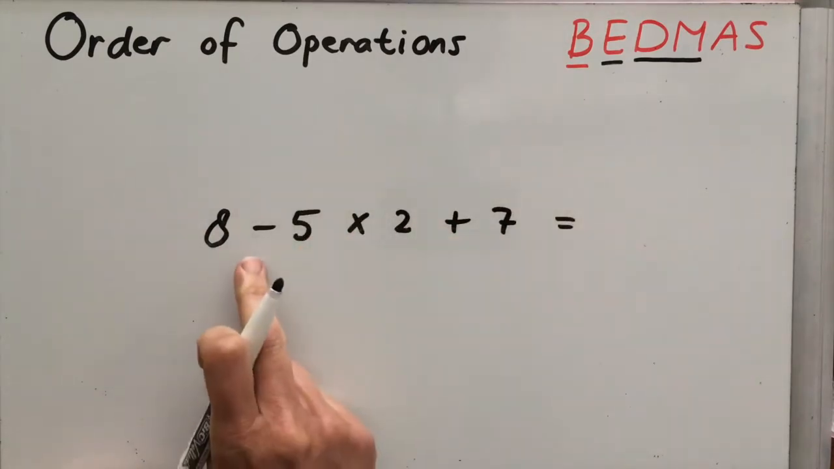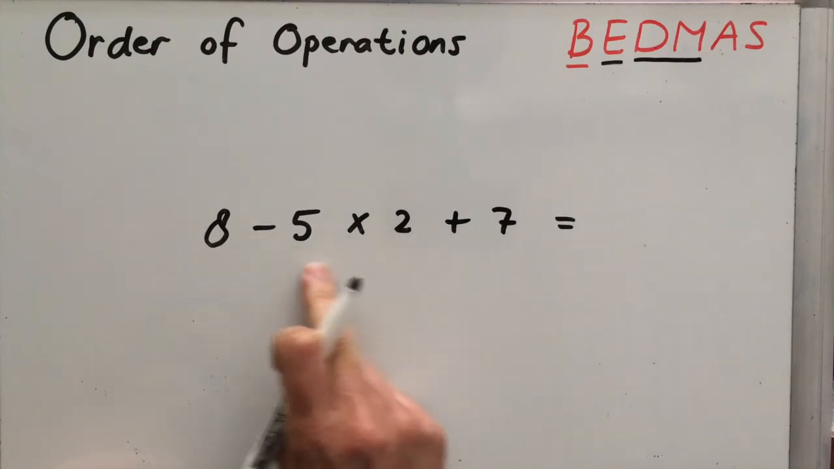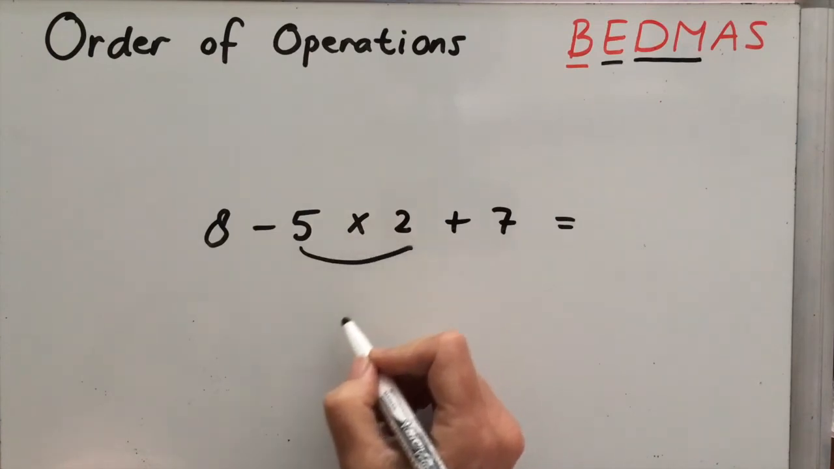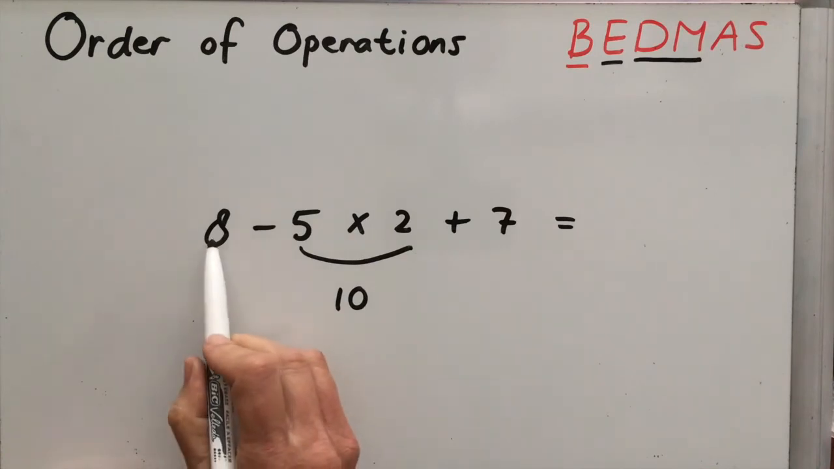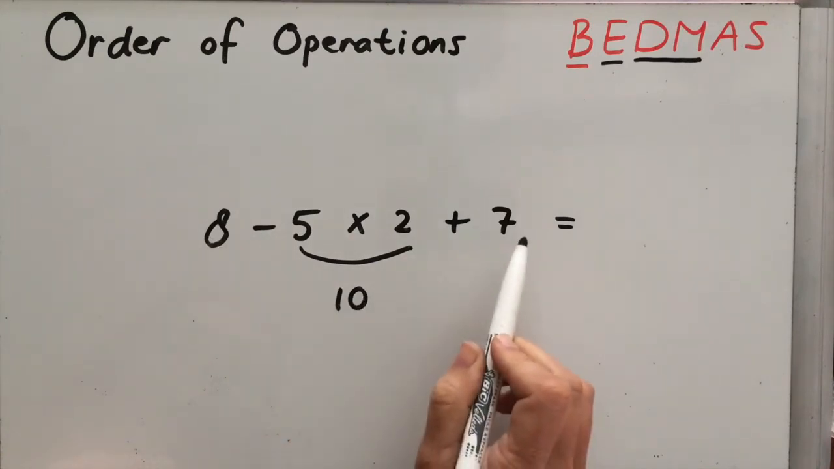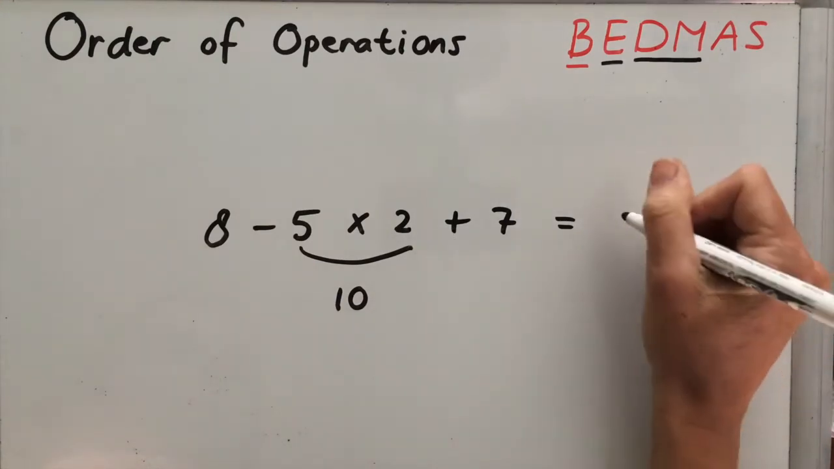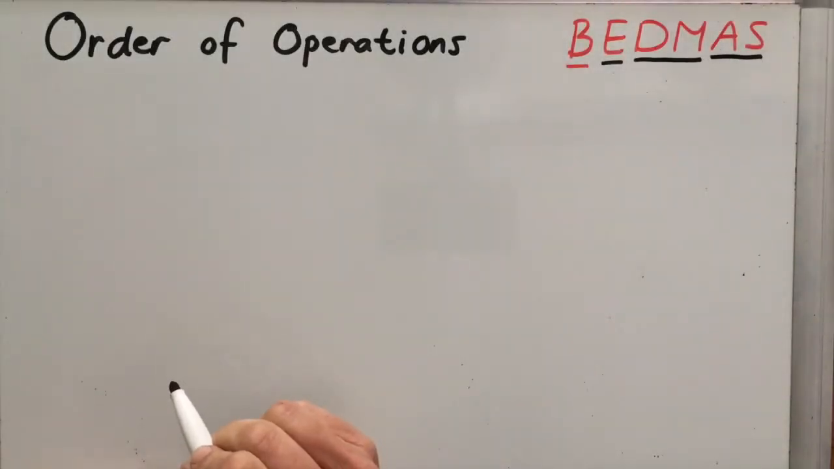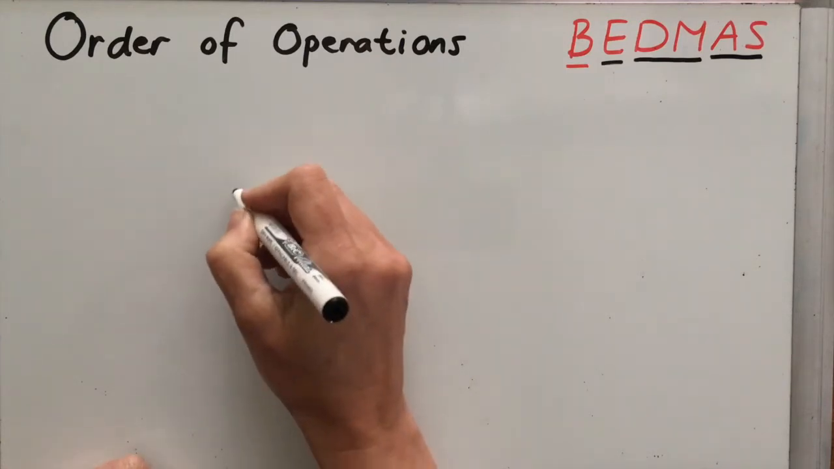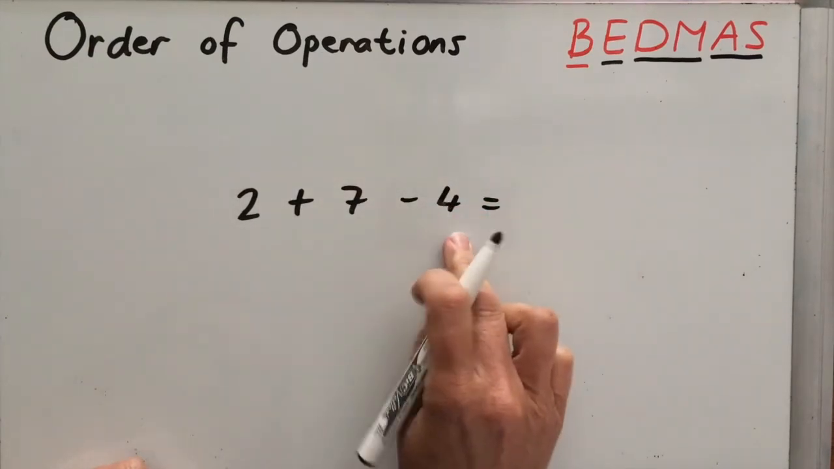Okay, here we have subtraction, multiplication, and addition. This is the part I have to do first. So 5 times 2 is 10. So now my new problem is 8 minus 10 plus 7. 8 minus 10 is minus 2 plus 7 is 5. The last ones, if you just have problems with only addition and subtraction in there, then you just do what you see first. 2 plus 7 is 9, minus 4 is 5.